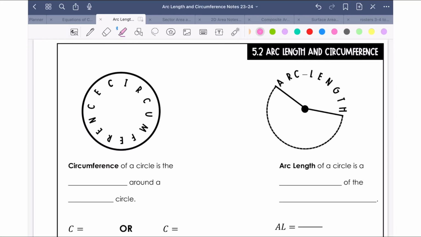Length and the circumference of circles. So let's get started with circumference. This is a word that you should have heard of before. It is the distance around a whole circle, okay? Distance around a whole circle.